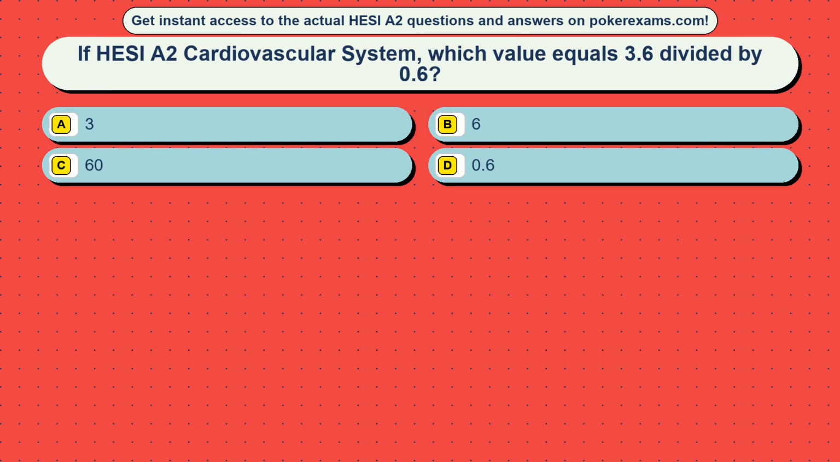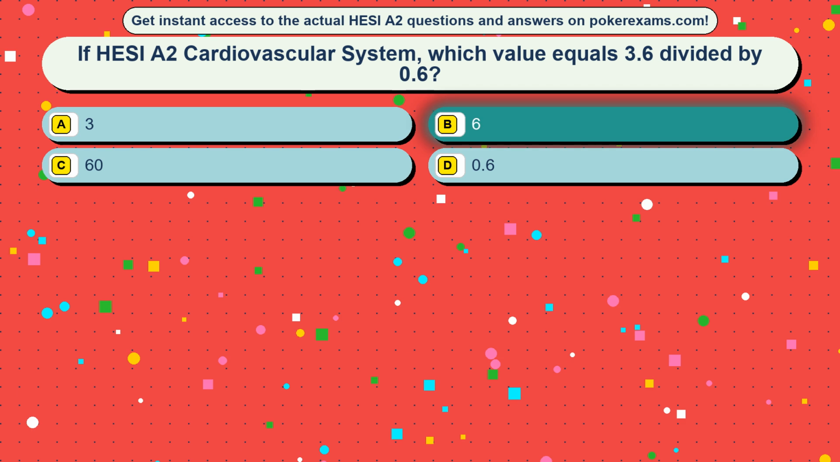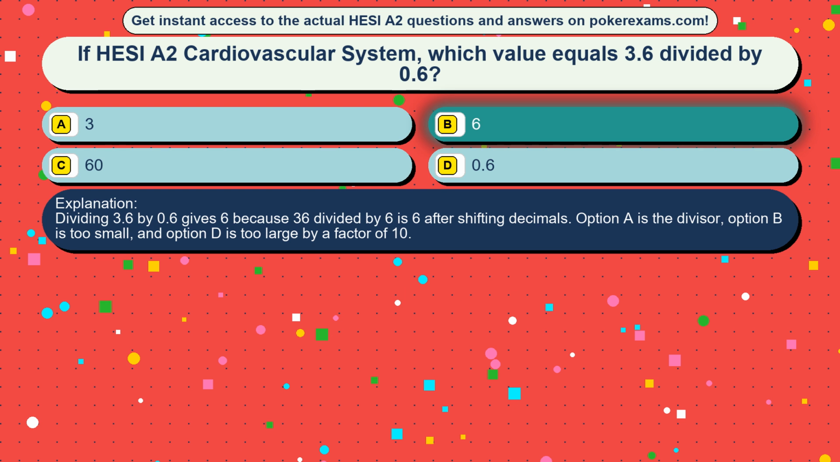Question 50. If HESI A2 cardiovascular system, which value equals 3.6 divided by 0.6? Option A, 3. Option B, 6. Option C, 60. Option D, 0.6. The correct answer is option B, 6. Dividing 3.6 by 0.6 gives 6 because 36 divided by 6 is 6 after shifting decimals. Option A is the divisor, option C is too large, and option D is too small by a factor of 10.